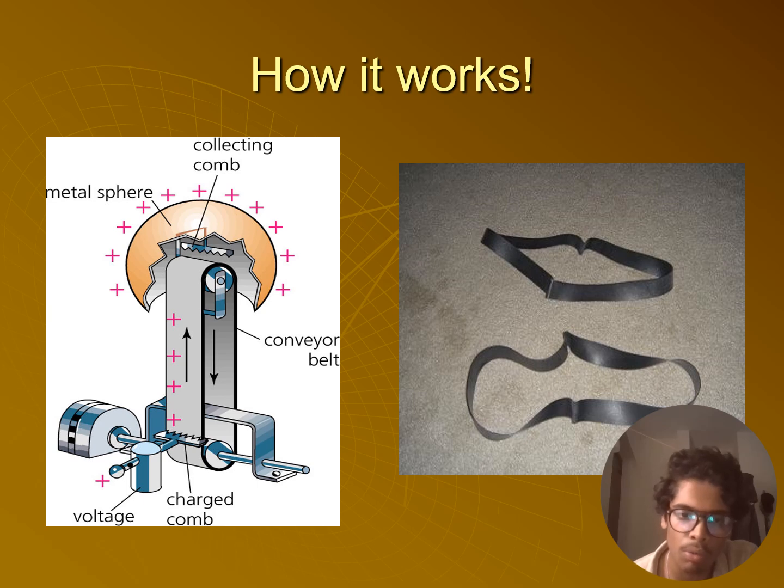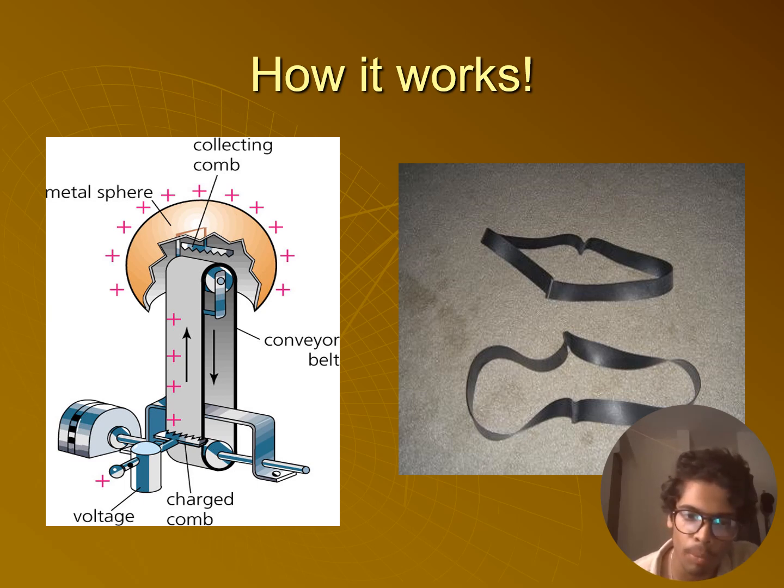So when this comb becomes positively charged and there is a negative charge over here, because of the electric field, some protons try to jump onto this roller. But since there is a conveyor belt in the middle, these protons go into the conveyor belt and mix with it, increasing the positive charge on this conveyor belt, and that's the use of this comb at the bottom.